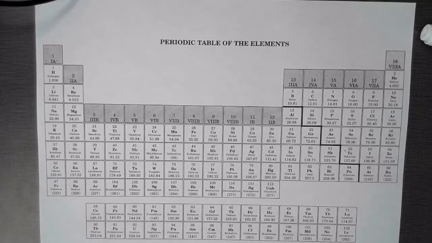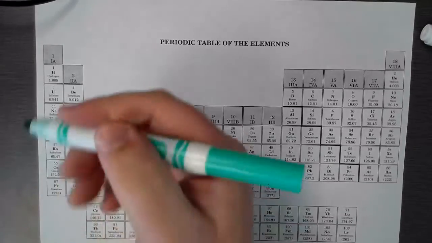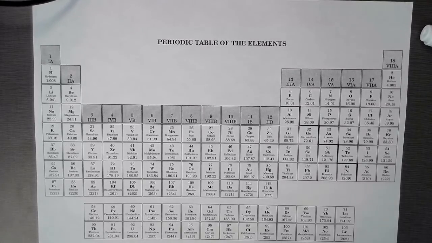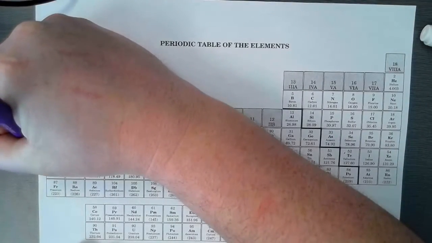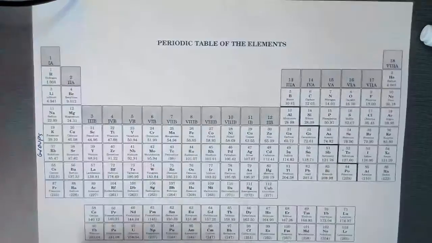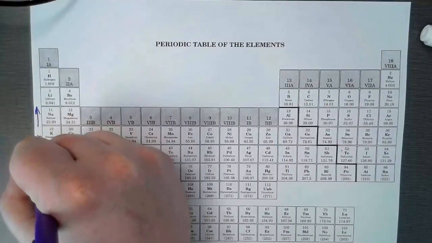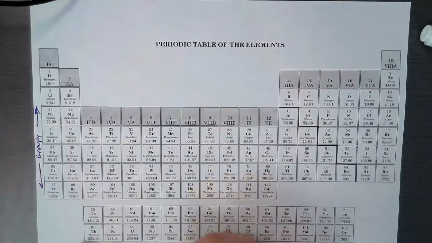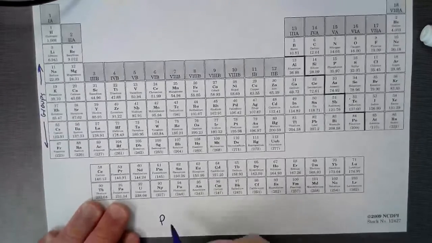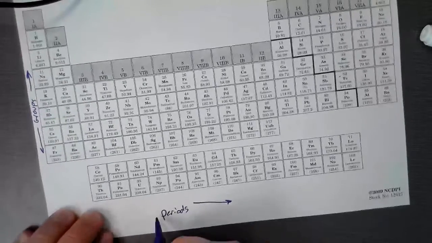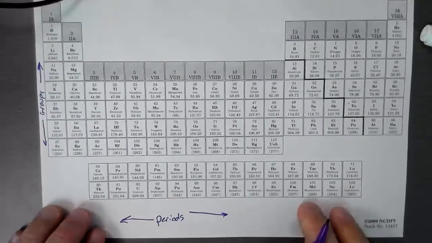So first thing we need to do is remember from the periodic table what we were looking at. We've got the two different things. We've got the groups, which go from top to bottom, and then we've got periods that go from left to right.